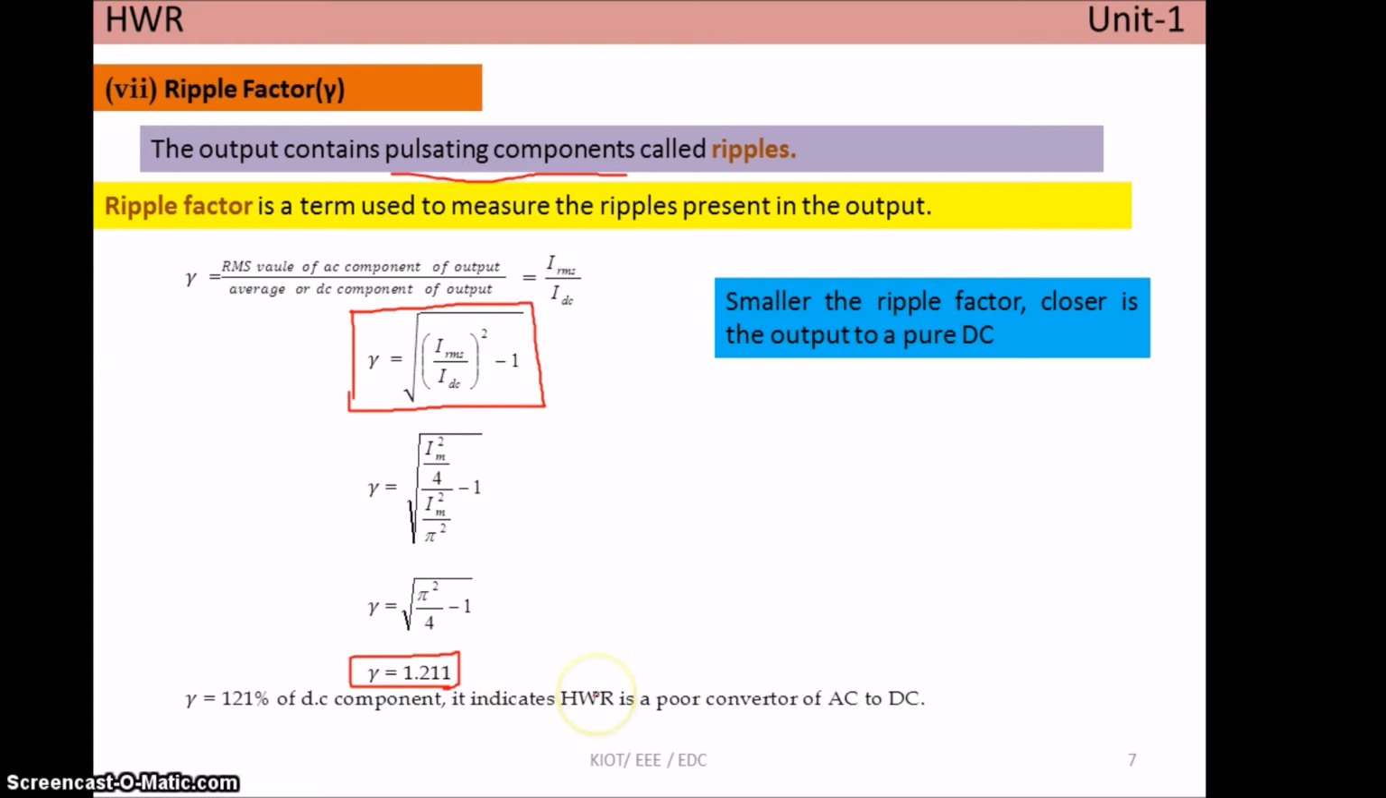It indicates that the half wave rectifier is a very poor converter of AC to DC. So this indicates the AC component is more than the DC component present in the output. Actually, we don't want AC, but how much AC is present in the output? 121%. So using a half wave rectifier is meaningless. The smaller the ripple factor, the closer the output will be to pure DC. This is the conclusion from ripple factor. So actually the ripple factor should be very small in order to get pure DC at the output.